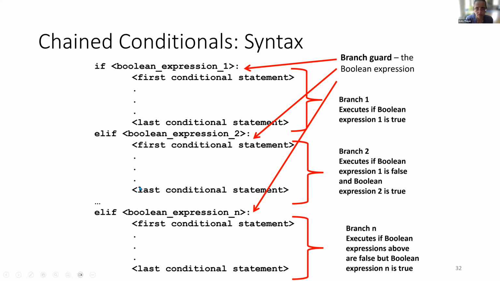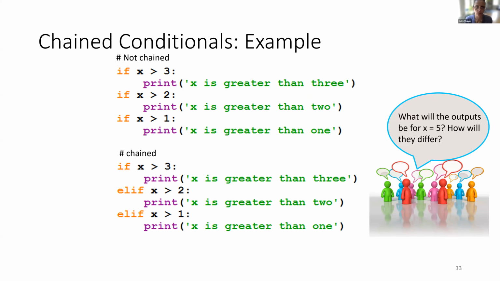Just like you could have a variable number of conditional statements here. I'm just showing two, but you could have others. And so the same with the last one. Let's take a look at this example. This is not chained. This is chained.